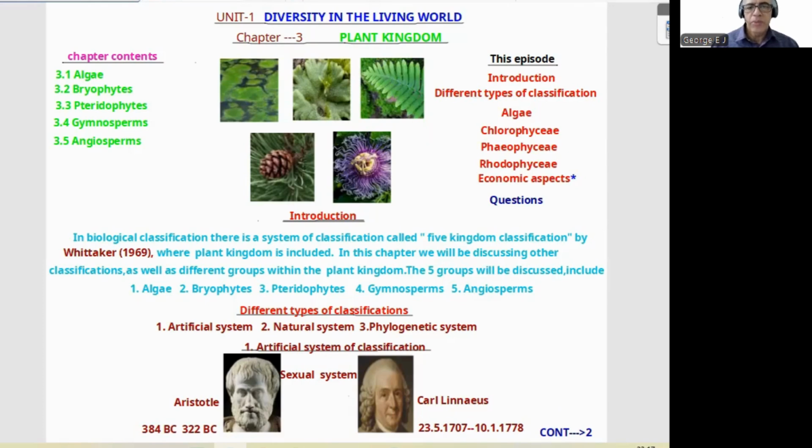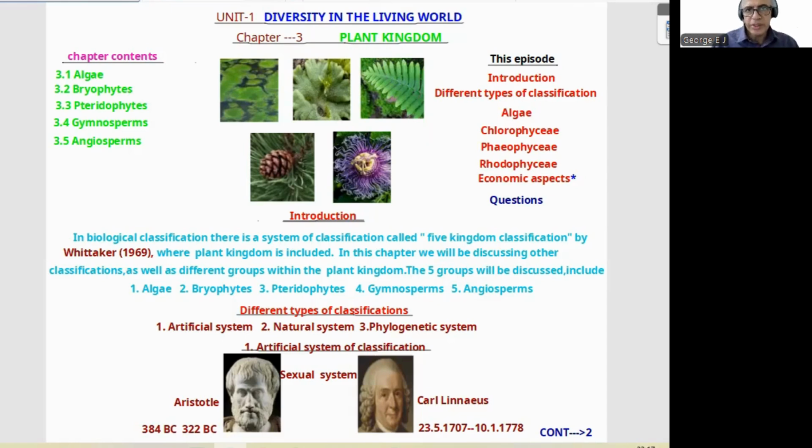So we start with the different types of classificatory systems. According to NCERT, 3 we have to learn initially, after that 3 types more. So first is the artificial system, second is the natural system, third is the phylogenetic system. So we'll be starting with the artificial system of classification.